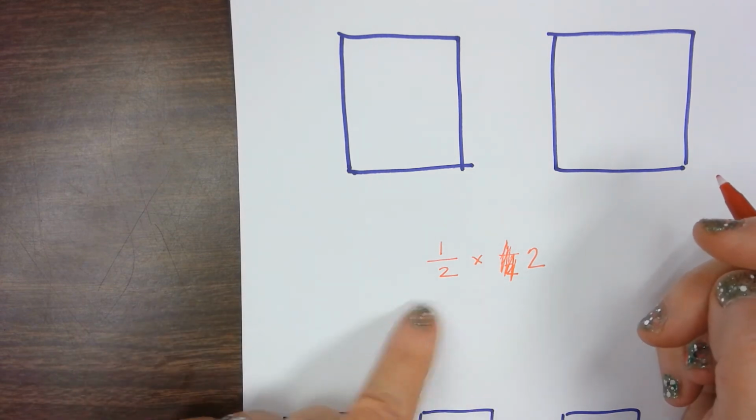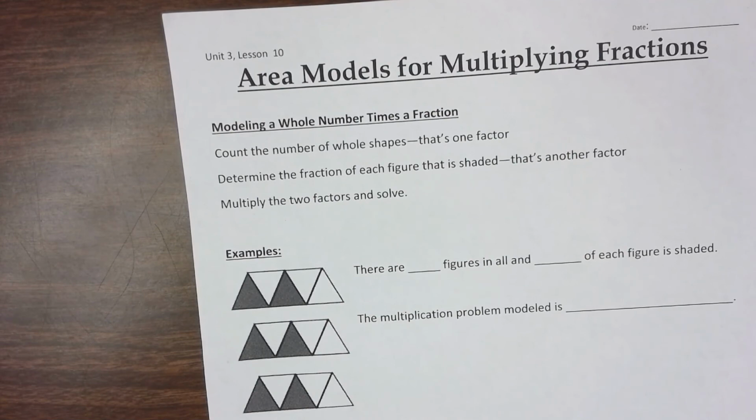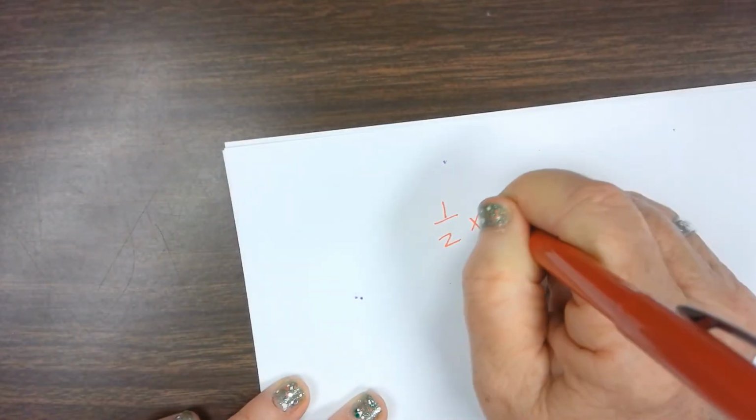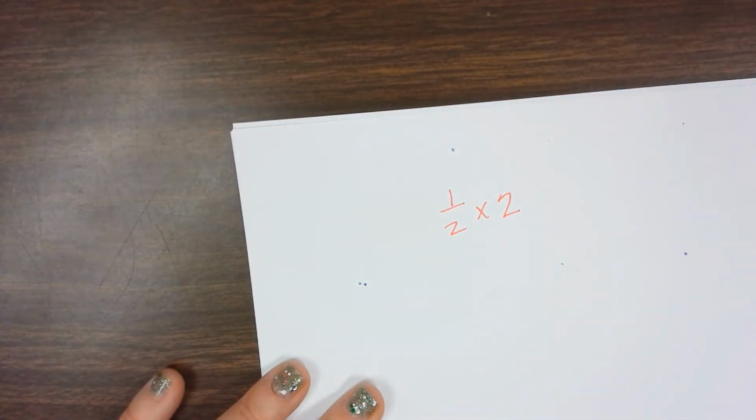So on your paper, you should write 1/2 times 2, even though your paper looks like this. So on your paper, write 1/2 times 2. Here, let me make it prettier. 1/2 times 2. And then draw 2 squares like I have here.